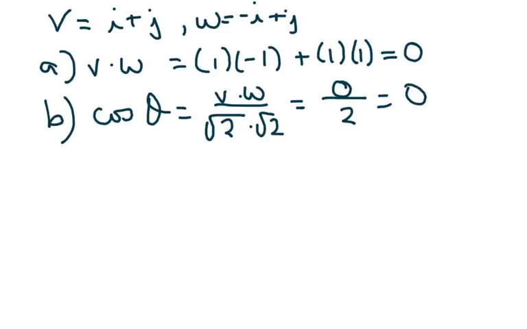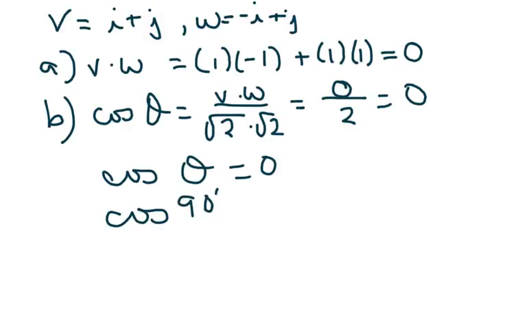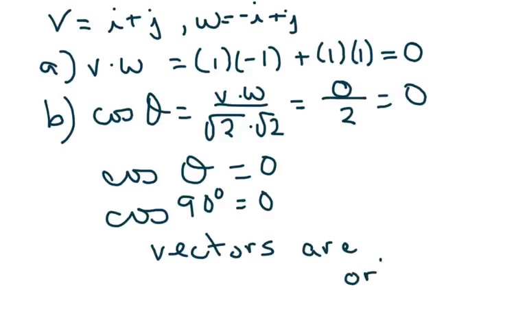Now, it equals 0, so cosine of theta equals 0. That means my theta is 90 degrees. That means the vectors are orthogonal. And next time I'm just going to write orthogonal. But vectors are orthogonal, meaning they are perpendicular.